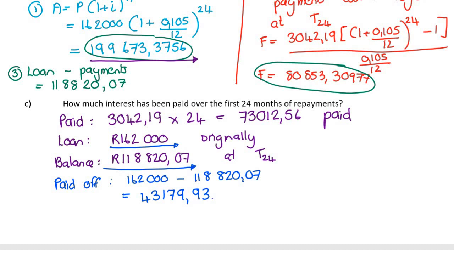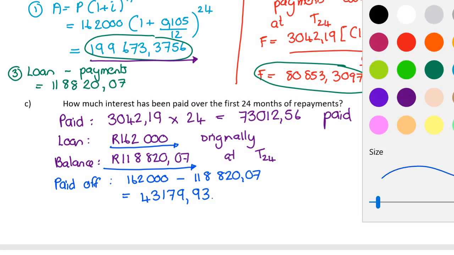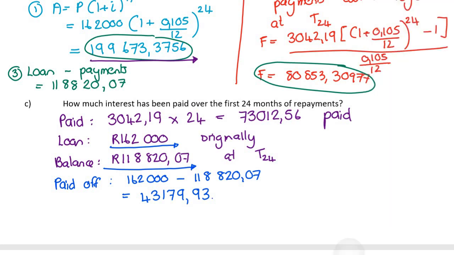But hang on, wait one moment. If my loan's only gone down by 43,000 Rand, but I've actually paid 73,000 Rand that I've actually physically paid over, why are these different?